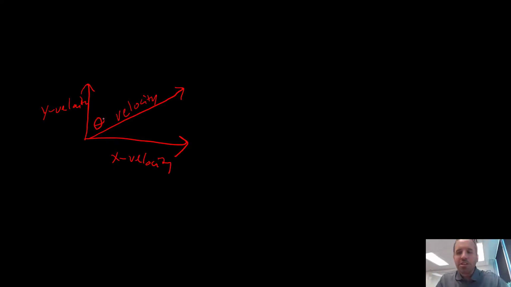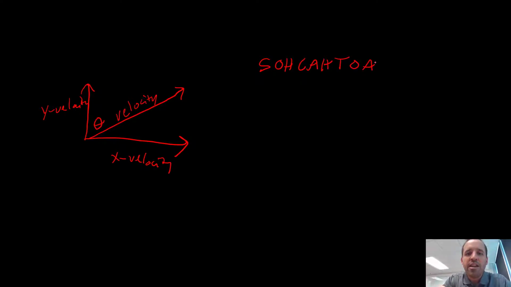So I'm going to give you a little mnemonic device that I remember since my trigonometry days. This is this word, SOHCAHTOA, and what this means is the sine of an angle is equal to the opposite distance divided by the hypotenuse. The cosine is the adjacent divided by the hypotenuse, and then the tangent is the opposite divided by the adjacent. So let's figure out what that means.